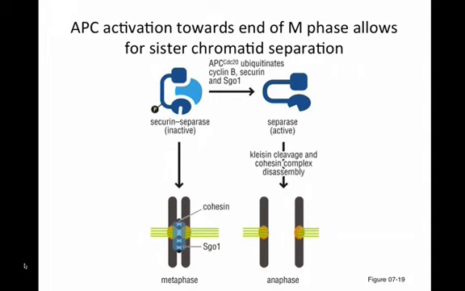Okay. APC activation happens towards the end of M phase, and it allows for sister chromatid separation. So you've got your securin-separase, which is inactive, and your metaphase chromosomes are held together, and then when you activate APC with CDC20, you get ubiquitination of mCDK, also known as M-cyclin, which is also cyclin B, securin, and the Shugoshin, which allows for separation.